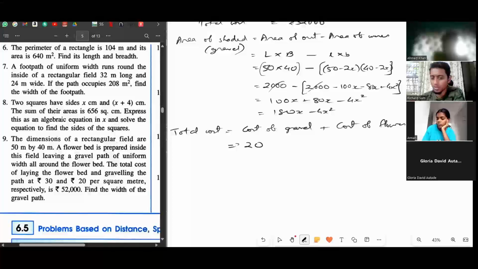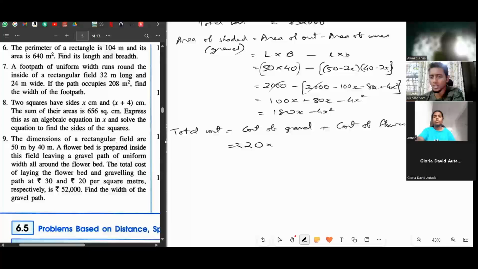So 20 into what? Cost of gravel will be 20 rupees for 1 meter square. So the total cost of gravel will be how much? 20 into 2000. What is 2000? Where did you get 2000? The L into B, the area.